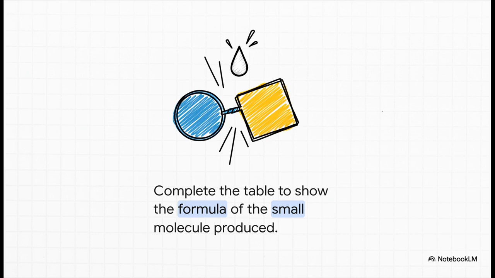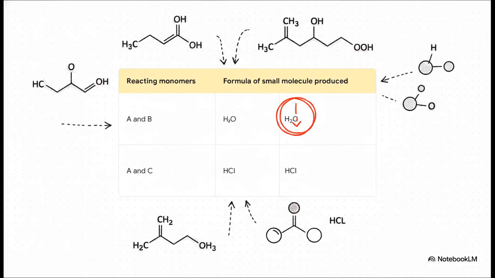Okay, we're on to the final part of question 4 now. So remember that key difference with condensation polymerization? When the monomers join up, a small molecule gets kicked out. It's lost in the reaction. This question asks you to figure out what that small molecule is for 2 different reactions. So here's the completed table.